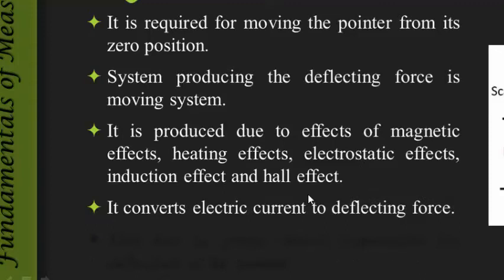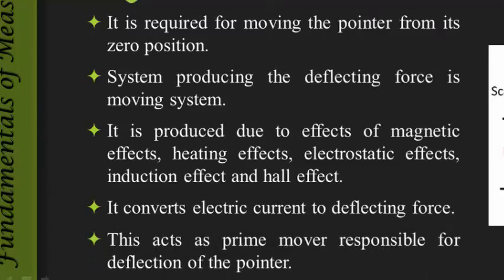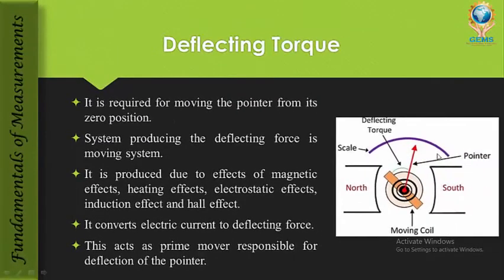So deflecting torque basically converts electric current to deflecting force. I told you, when you give input as an electric current or electric energy, the pointer moves from the zero position to another position because of mechanical force. Thus deflecting torque acts as a prime mover which is responsible for the deflection of the pointer. So in simple words, we can say deflecting torque or an operating torque is caused because of the rotation of a pointer.